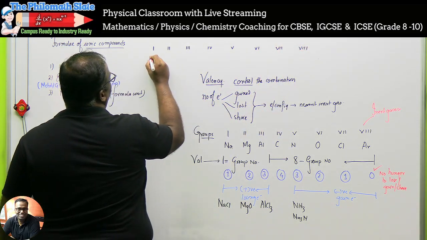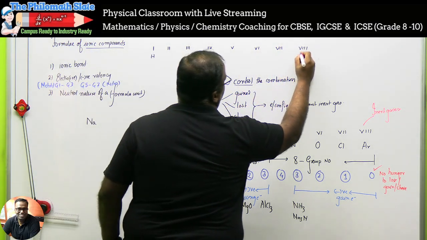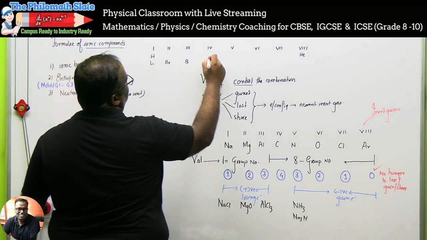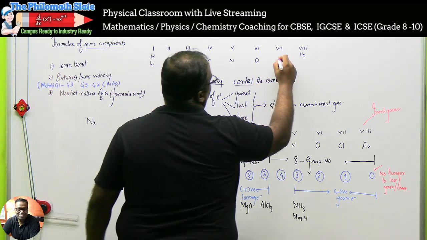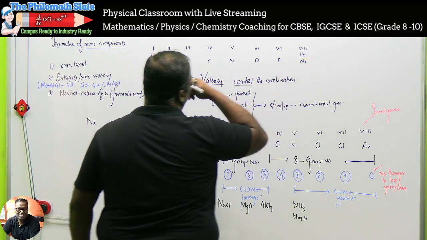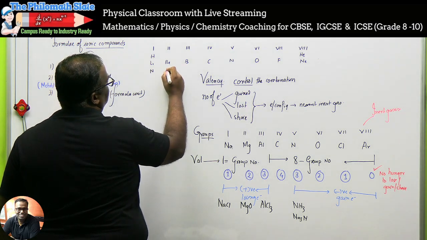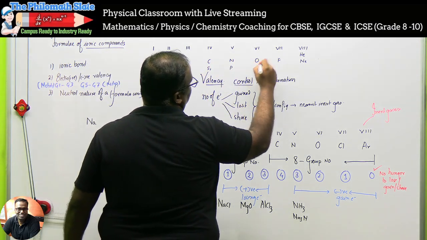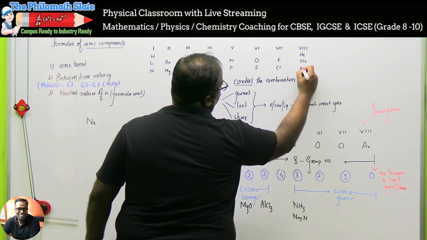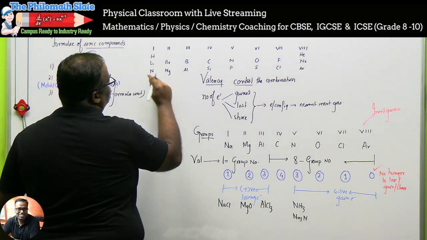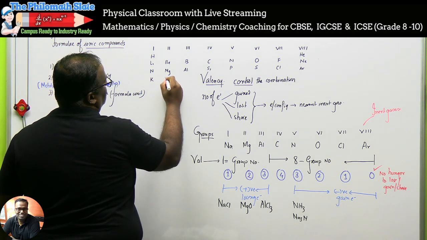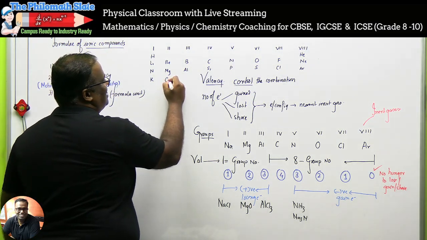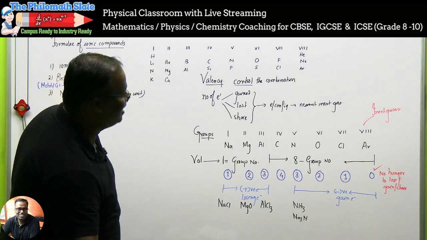What will come here? Hydrogen, then helium, then lithium, then beryllium, boron, carbon, nitrogen, oxygen, fluorine, and then neon, followed by sodium, magnesium, aluminum, silicon, phosphorus, sulfur, chlorine, argon, potassium, and calcium. Done? Okay, now, right? So these are my group numbers.